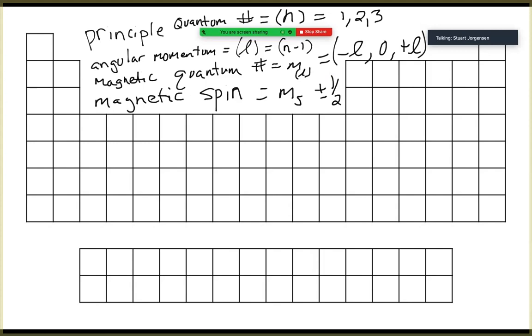We say that for our principal quantum numbers. I'm going to do this one in red. For our principal quantum numbers, it's just the energy level. And on the periodic table, our energy levels for our main group refer to the rows or the periods.